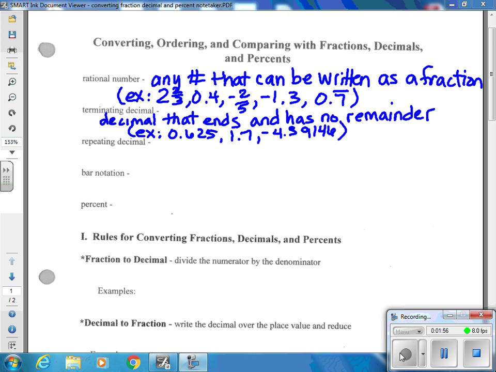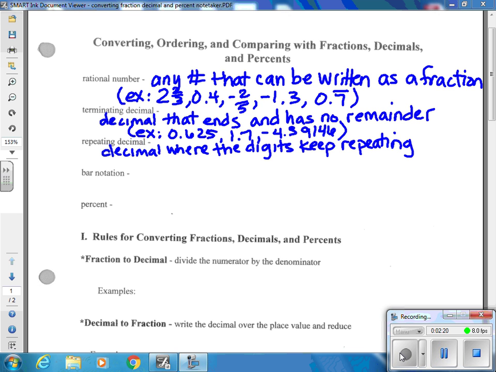Right? The next word is a repeating decimal. If it's not a terminating decimal, it will be a repeating decimal. And this is a decimal where the digits keep repeating. So there is a repeating pattern to them, right? And that's what makes them rational, because we make them fractions out of it.